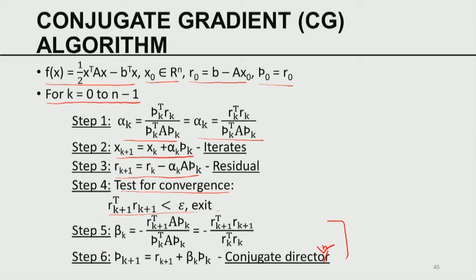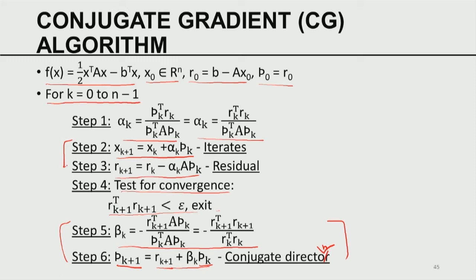So steps 5 and 6 together help you to define the conjugate direction. P k plus 1 is the new conjugate direction, P k is the old conjugate direction, R k plus 1 is the new residual I have already computed. So using the new residual and the old conjugate direction, I am taking a linear combination to get the new conjugate direction. The coefficient of the linear combination is beta k, and beta k is again given by two ways of computation, one by this formula, another by the other formula. So steps 5 and 6 together define the conjugate direction.